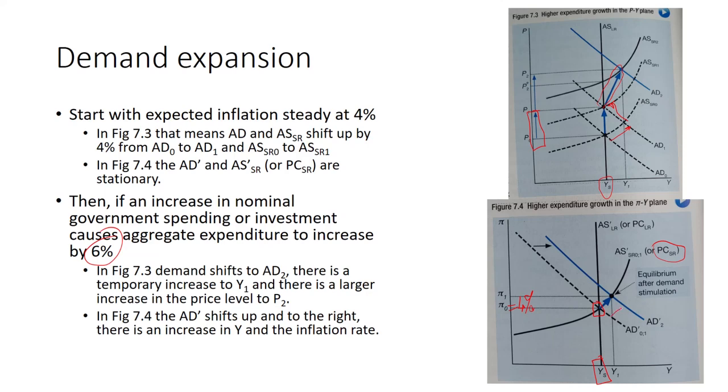The augmented AD curve moves to the right to AD prime 2, and you can see there's a new equilibrium at a higher rate of inflation and this increased level of output Y1. Now, from each of these points, there still needs to be a supply adjustment process, and we'll look at that next.